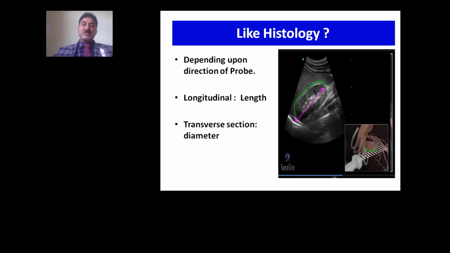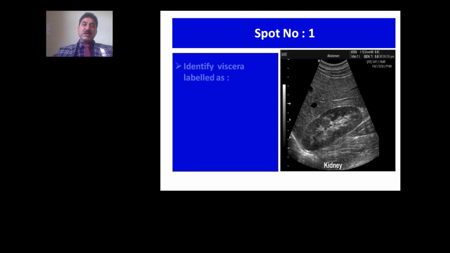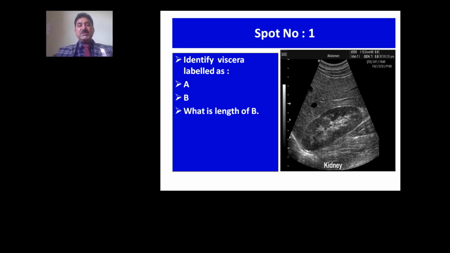Now if we change the direction of the probe at right angles, these sonographic waves pass transversely through the kidney. We can measure anterior posterior diameter or transverse diameter of the kidney as shown in this diagram. Now let us go to this part 1. What does it represent? Identify viscera labeled as A, B. What is the length of B? A represents the right lobe of the liver. B represents right kidney. The average length of kidney on ultrasonography is 9 to 12 centimeters.